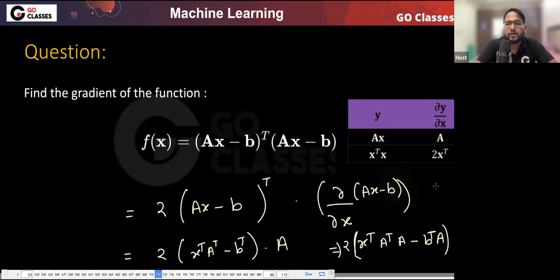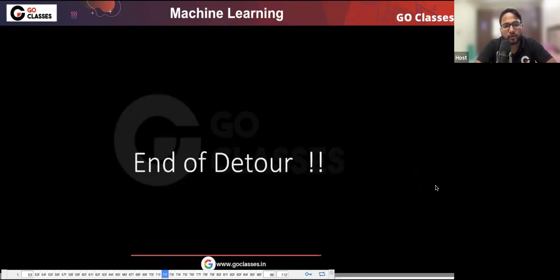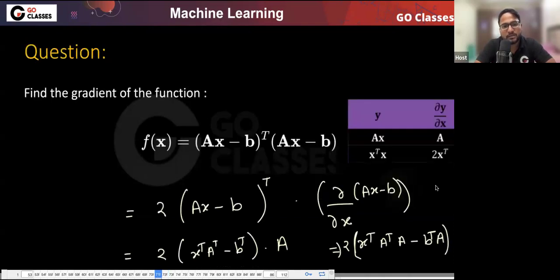So I hope that is fine, right? Great. So this is how you can differentiate. This was just the end of the detour that I wanted to have as a quick check. Now you can just revise these things. Don't worry, it will get into the flow. It's not much of a problem. You can just remember this and the chain rule.